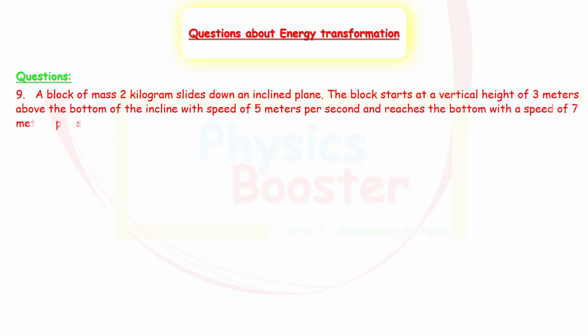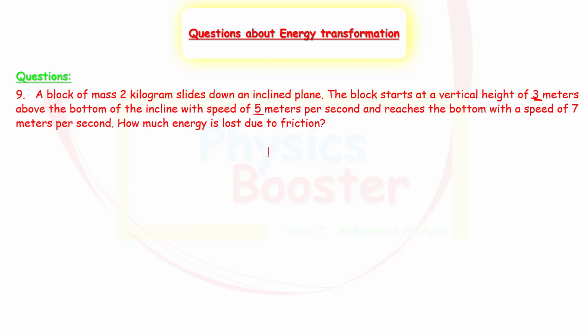Question 9. A block of mass 2 kilograms slides down an inclined plane. This is kind of a new idea. The block starts at a vertical height of 3 meters above the bottom of an incline with a speed of 5 meters per second. So it already has a speed. Now it reaches the bottom with a speed of 7 meters per second. How much energy is lost due to friction? So it's telling me that there is energy lost due to friction.